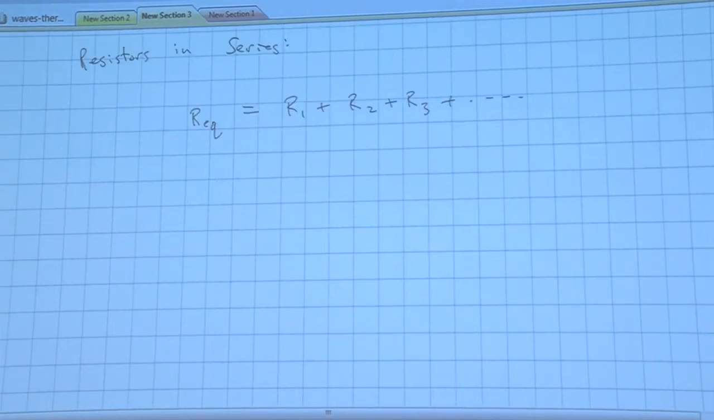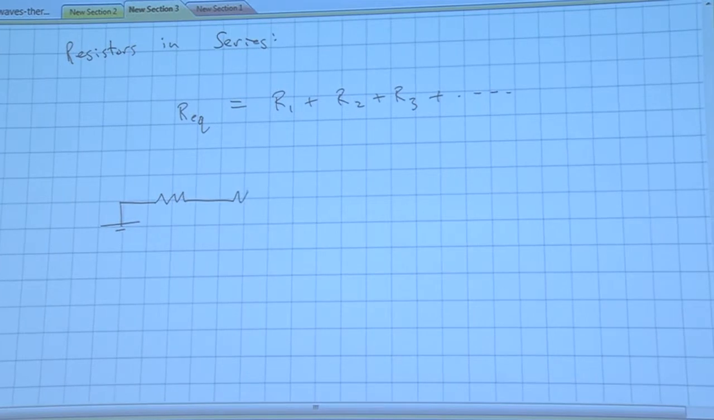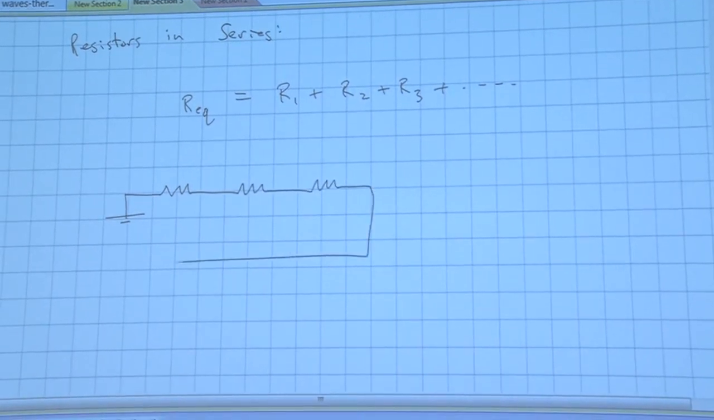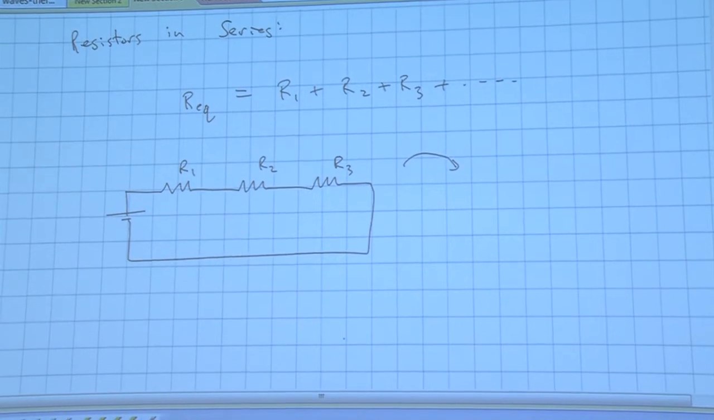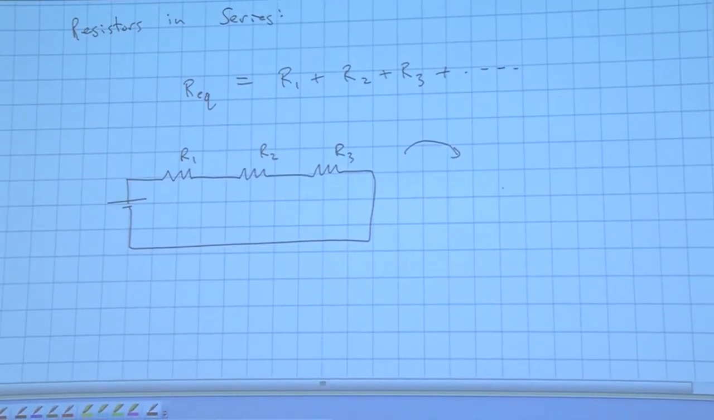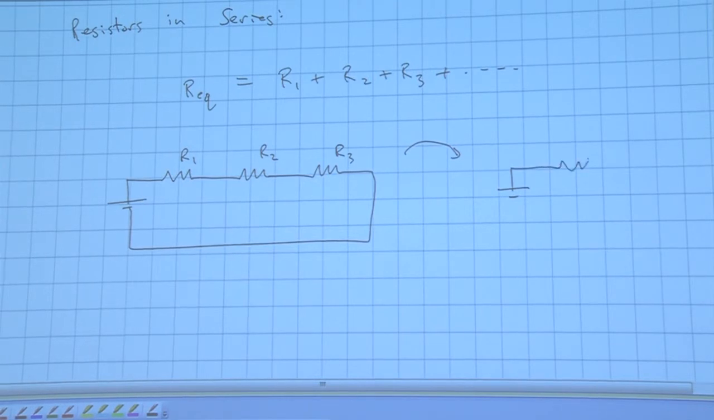And what I mean by that is that if we had a battery driving a bunch of resistors in series, R1, R2, R3, and we wanted to replace all of those with one resistor that was equivalent, that would give us the same current coming out of the battery and the same total power dissipated, things like that. Same battery here, what equivalent resistance would we use? And it turns out you just add them up.